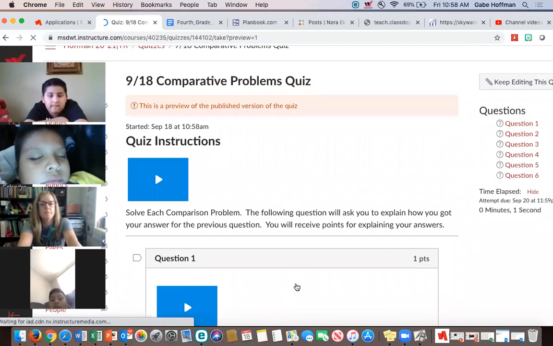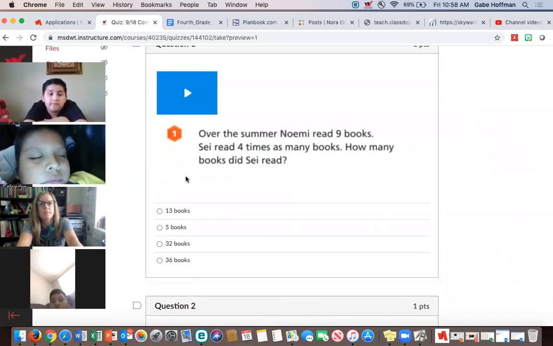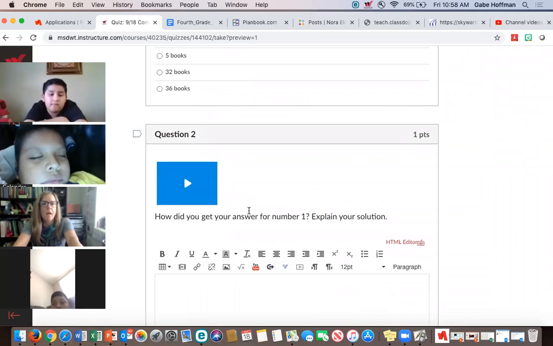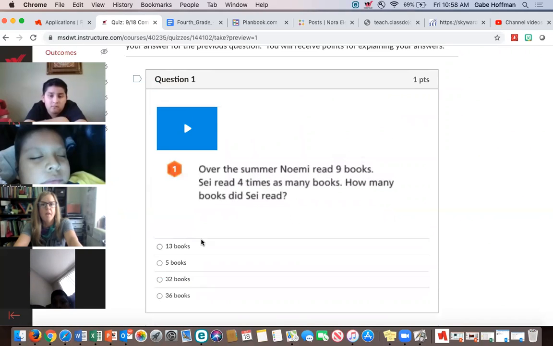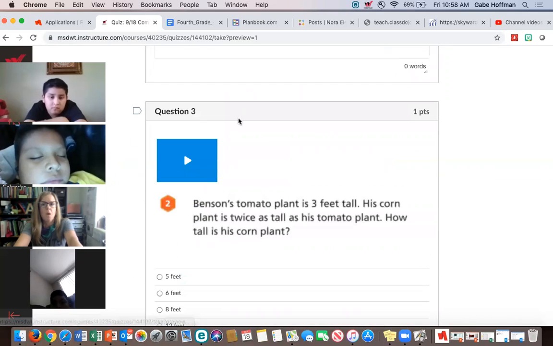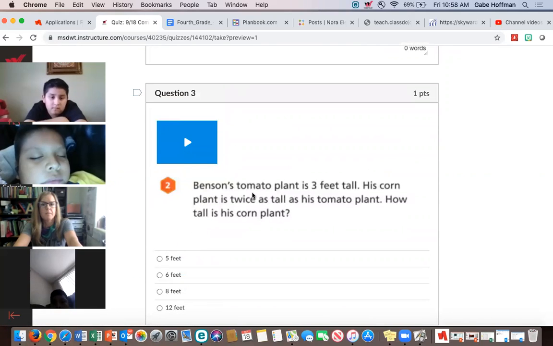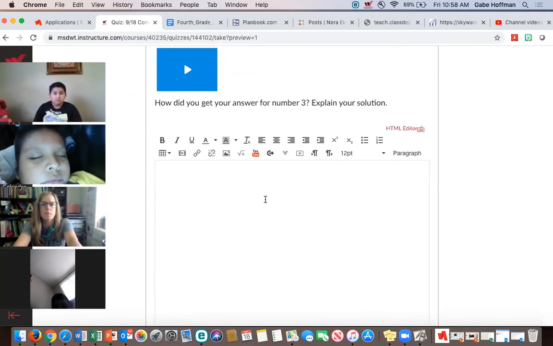So when you look at the quiz, the first one says, over the summer, Naomi read 9 books. Say read 4 times as many books. How many books did Say read? You're going to find your answer. And the next one says, how did you get your answer for number 1? Explain your solution. And you have to type in your answer. So you're getting 1 point for number 1 and 1 point for saying how you got it. They're all like this. Question 3 is Benson's tomato plant is 3 feet tall. His corn plant is twice as tall. How tall is his corn plant? How did you find your answer?